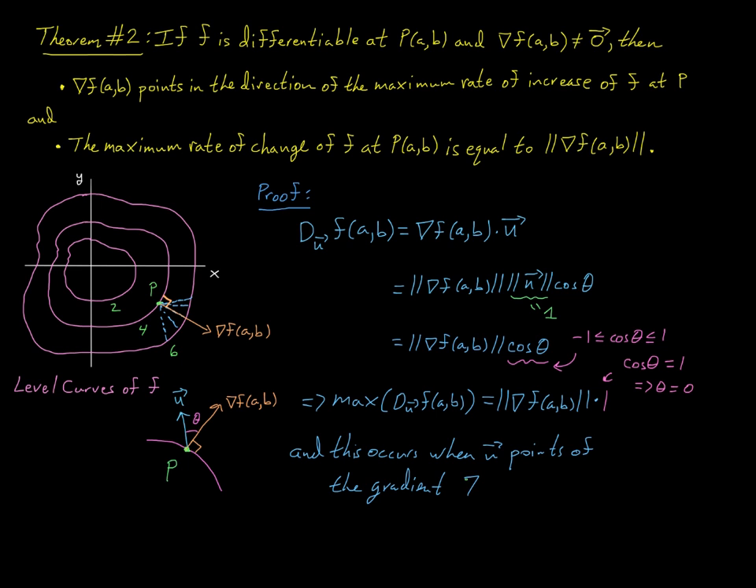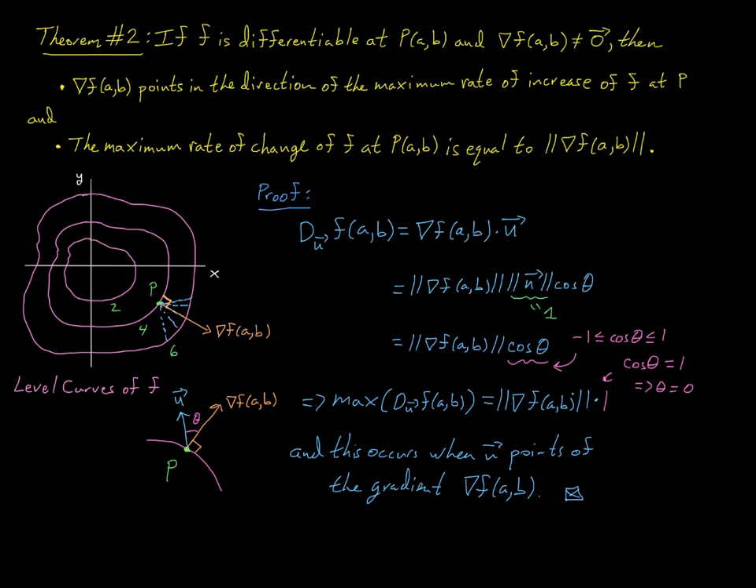Okay, and that really does it. Because again, we were seeking to prove these two statements: that the gradient points in the direction of the maximum rate of increase. Well, that's exactly what we just said here. And the maximum rate of change of f is equal to the magnitude of the gradient. And that's exactly what we're saying here: the magnitude of the gradient times 1 is just equal to the magnitude of the gradient. So that's going to do it.